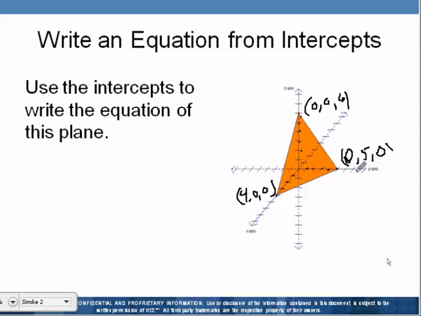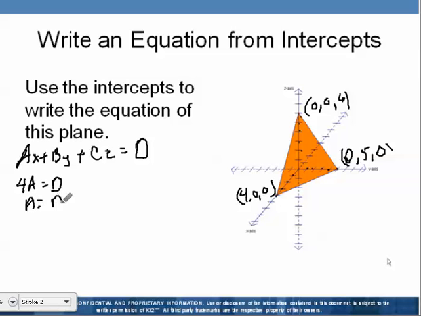What can I do with this? Well, with 3 points, I've got the general equation for a plane. It's Ax plus By plus Cz equals D. That's the general equation for a plane. I can take each one of these 3 points. If I stick 4, 0, 0 in for x, y, and z, what am I going to get? I'm going to get 4A is equal to D, or A is equal to D over 4.